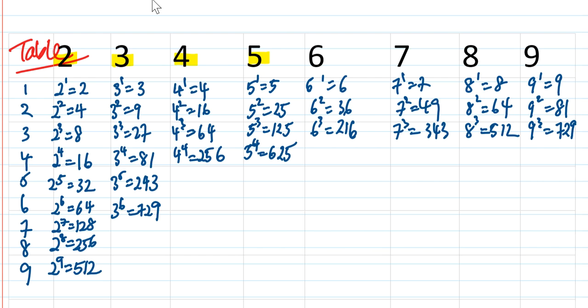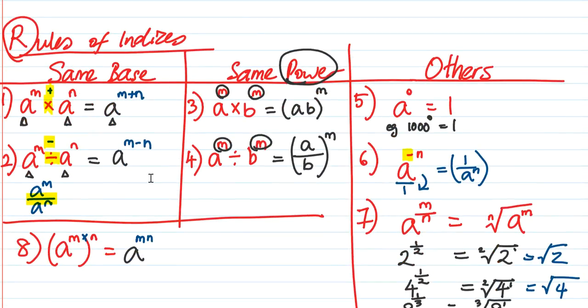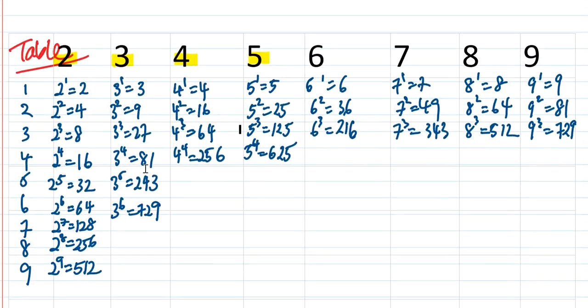Sometimes you don't see such big numbers because the purpose of the exercise of indices is to see if you can apply the rules correctly, which is all these rules over here. Okay, and it's good to have this table, and we will use this table in our other examples.